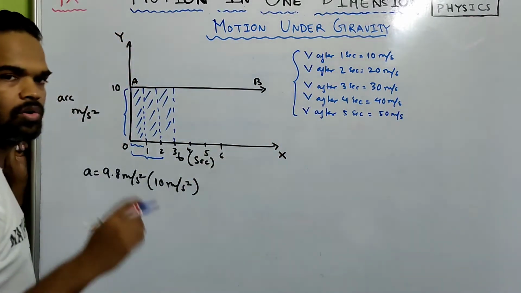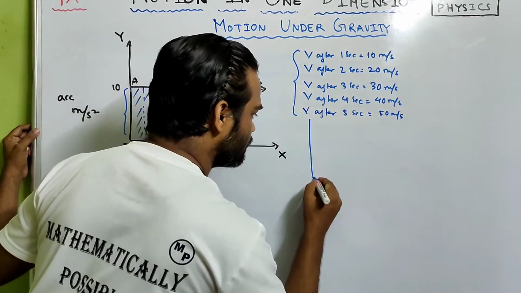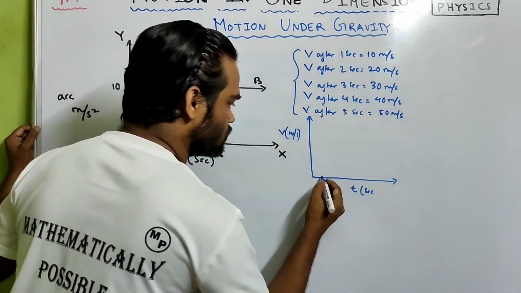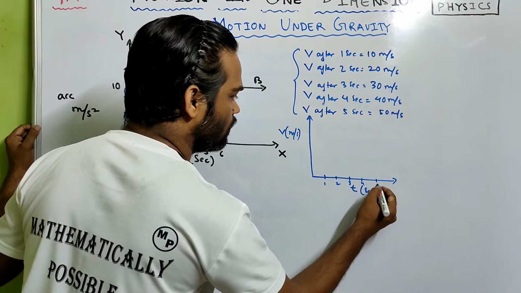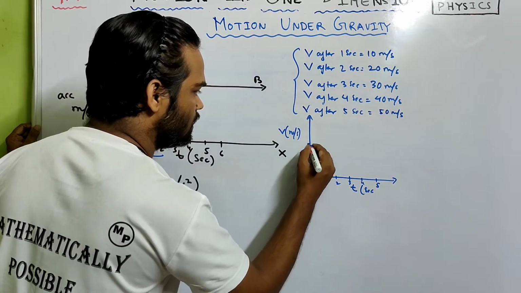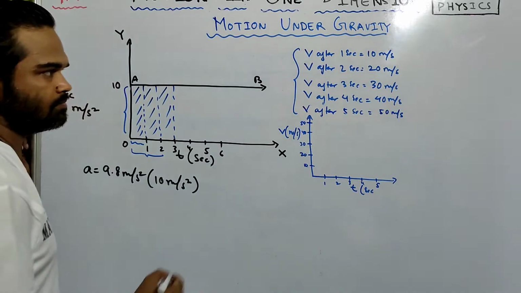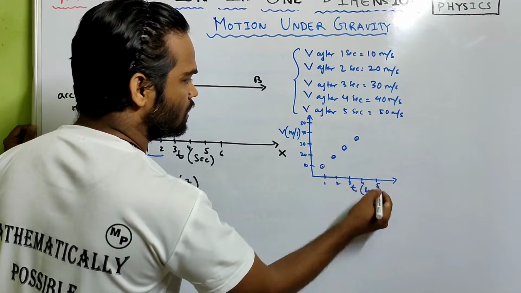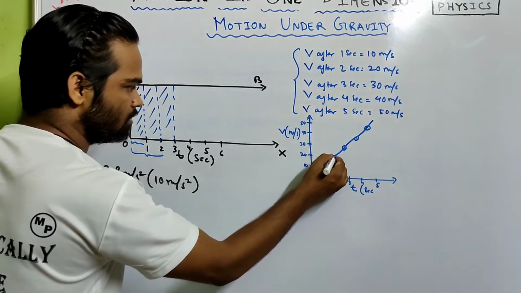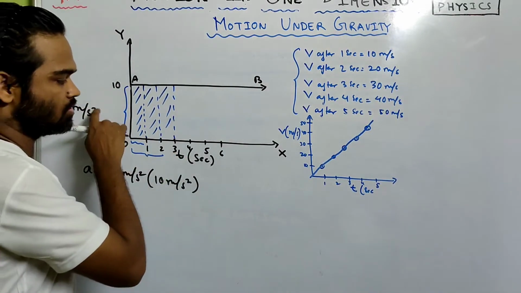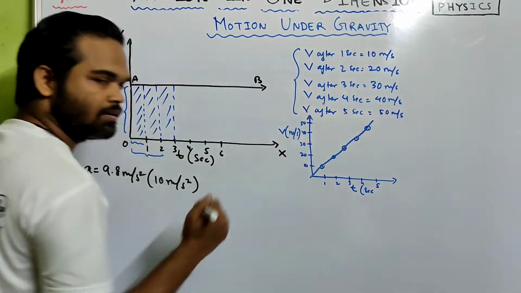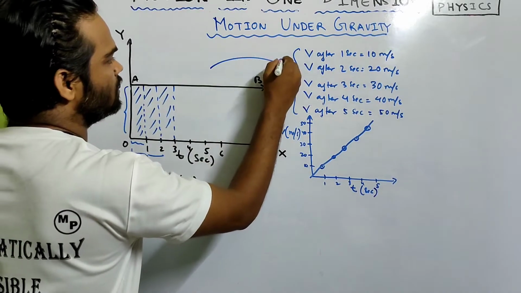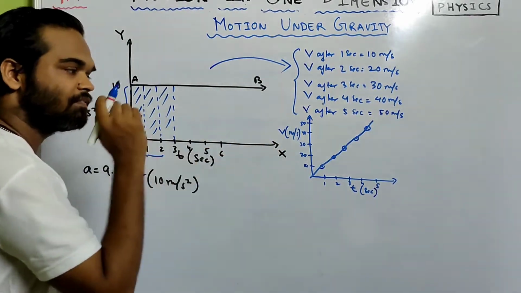Now using these data we can draw the velocity time graph. Look carefully. Suppose this is time in second, this is velocity in meter per second. This is 1, 2, 3, 4, 5, and this is 10, 20, 30, 40, 50. Then after 1 second it's 10, after 2 seconds it's 20, 30, then after 4 seconds it's 40, after 5 seconds it's 50. So what you are getting? For a body falling freely under gravity, from the acceleration time graph we got the velocity time graph, which is a straight line inclined at an angle to the time axis or the x-axis.